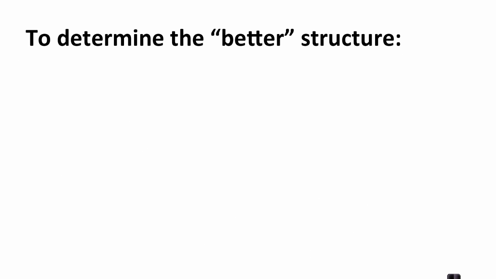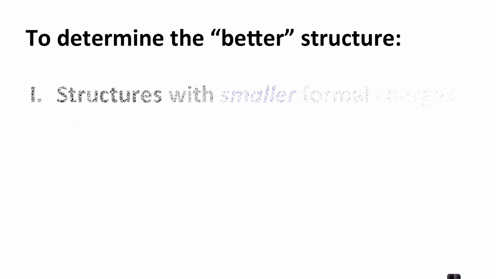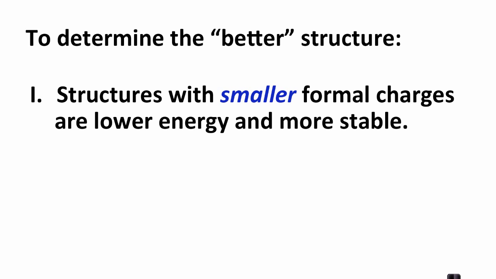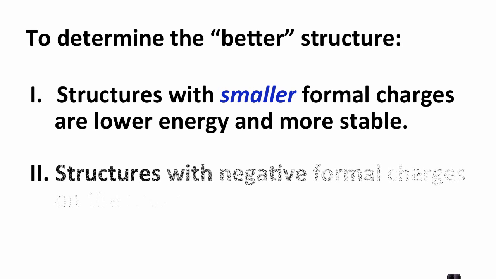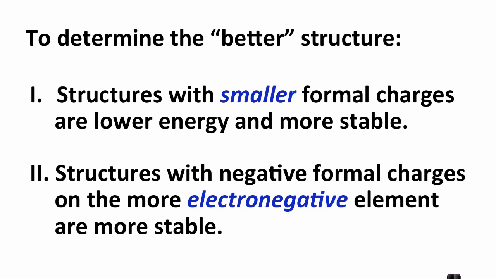So to determine the better structure, we apply the following two rules. First of all, structures that have smaller formal charges are lower energy and more stable, and here by smaller formal charges we mean closer to 0. And if we have more than one structure that have similar formal charges in terms of how close to 0 they are, then the structure that has negative formal charges on the more electronegative element will be the more stable one.